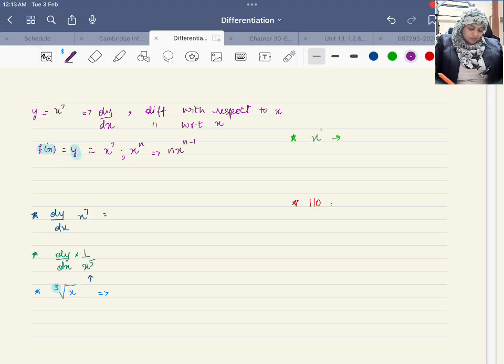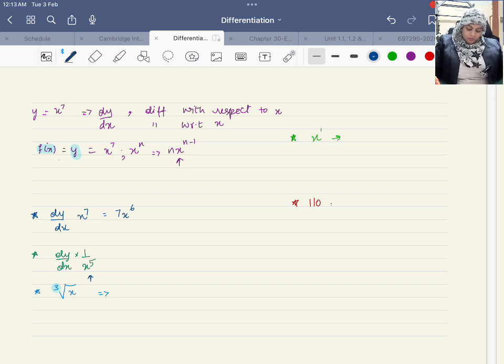The first case that we are doing is that we have a variable with a power, but we do not have any coefficient attached with it. So according to this general formula, if we differentiate x to the power 7, this becomes 7x to the power 6. 7 minus 1 is 6.